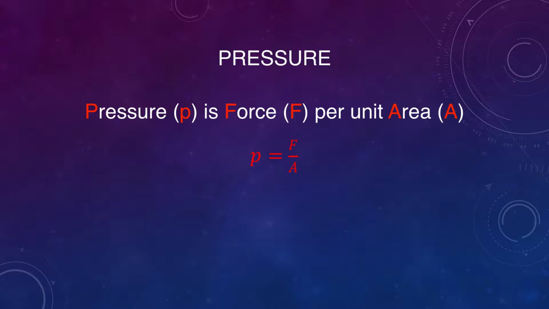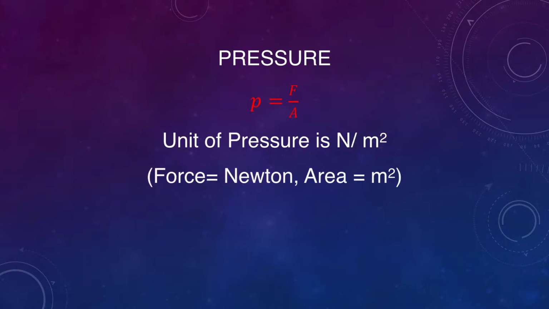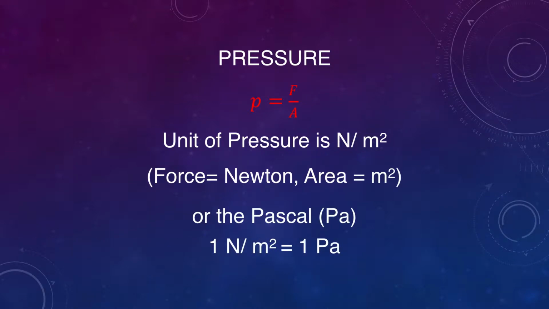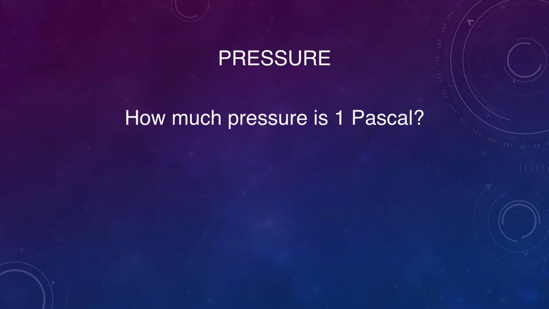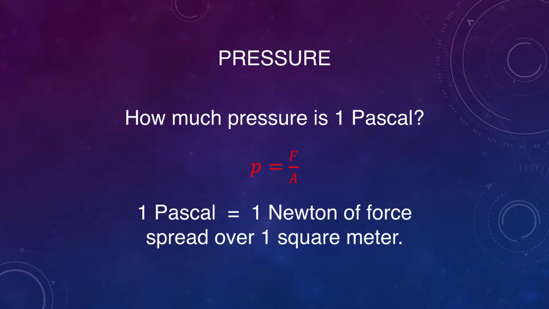The unit of pressure is newtons per square meter, or the Pascal, named after the French mathematician Blaise Pascal. 1 Newton per meter squared equals 1 Pascal. Pascals and newtons per meter squared are used interchangeably. How much pressure is 1 Pascal? Remember that pressure is force divided by area. 1 Pascal is 1 Newton of force spread over 1 square meter.